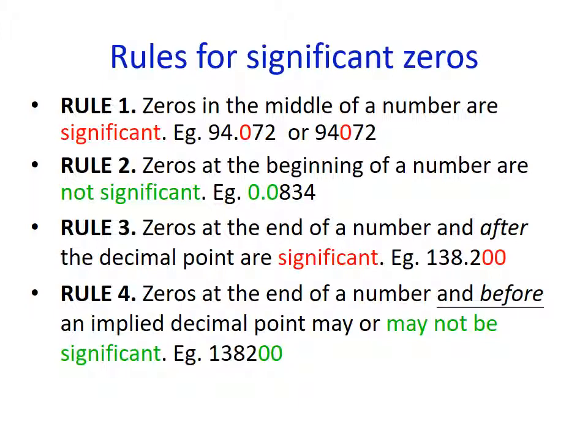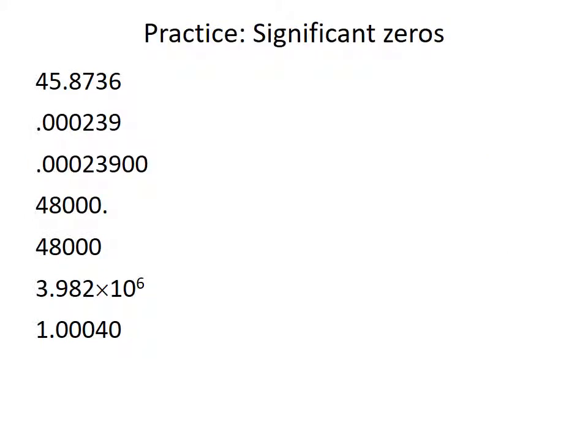For example, in 1.38200, those two zeros after the decimal point are significant. And finally, rule 4, zeros at the end of a number and before an implied decimal point may or may not be significant. So there's a bit of leeway there. Okay, so let's practice some significant zeros. What I want you to do for this exercise is work out whether the zeros count or don't count, and what rule we'll be using. Pause now, and once you think you've got them all, press play and we'll see if you're correct.